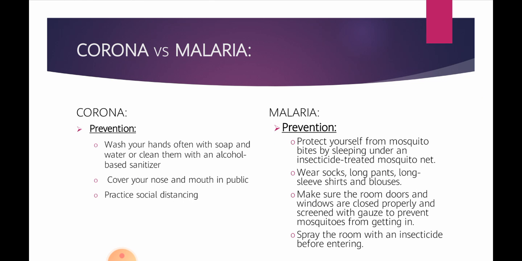Preventions for corona. Wash your hands often with soap and water, or clean them with an alcohol-based sanitizer. Cover your nose and mouth in public places. Practice social distancing. Preventions for malaria. Protect yourself from mosquito bites by sleeping under an insecticide-treated mosquito net. Wear socks, long pants, long sleeve shirts, and blouses. Make sure the room doors and windows are closed properly and screened with gauze to prevent mosquitoes from getting in. Spray the room with an insecticide before entering.